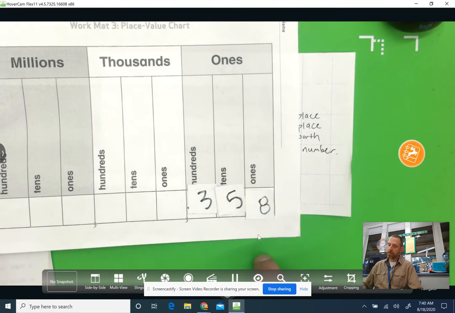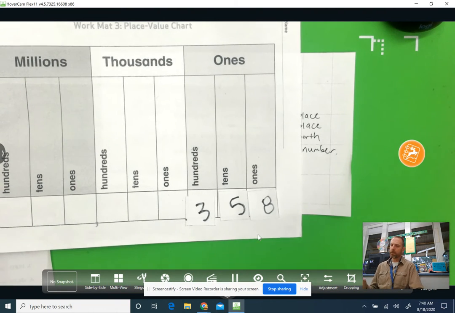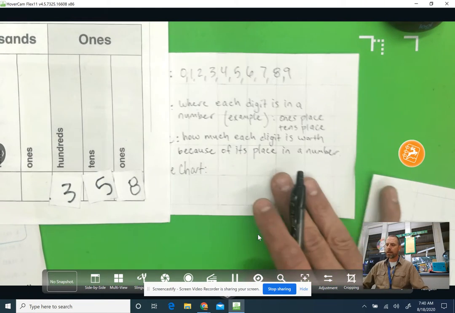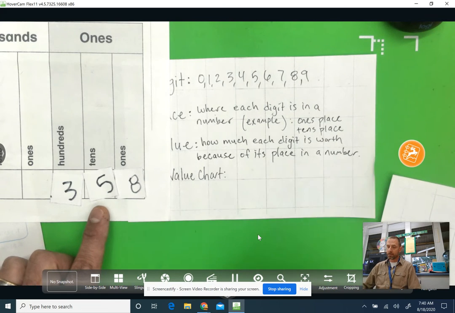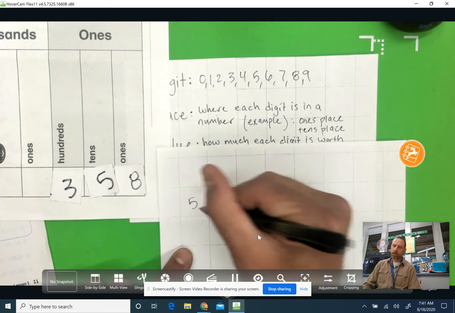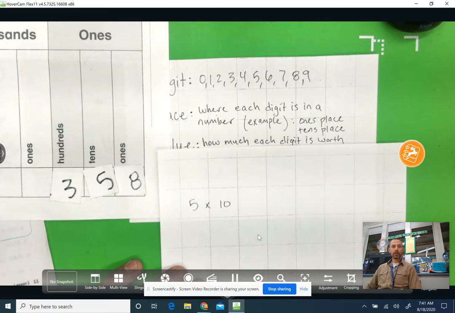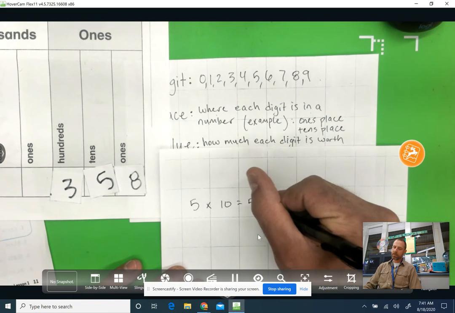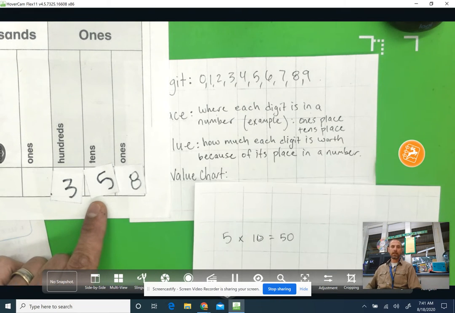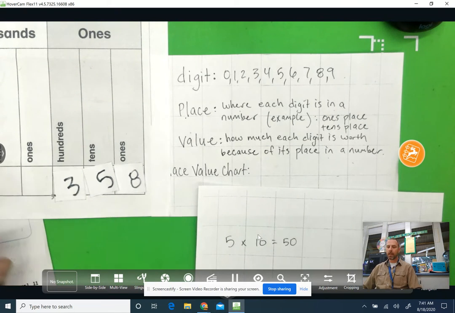The 8 is in the ones place, the 5 is in the tens place, and the 3 is in the hundreds place. Now, if we pick the tens place and I ask you, what is the value of the digit 5? You would first think about, the value of the 5 is, based on where it is in a number or because of its place in a number. And so if I take the digit 5 and I think about the place that digit 5 is in, it's in the tens place. All I need to do is multiply 5 times 10, and it gives me the value of my digit. 5 times 10 is 50. The value of the 5 is 50 because that's its place in the number 358.